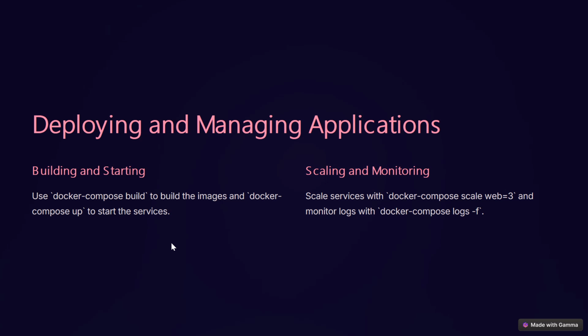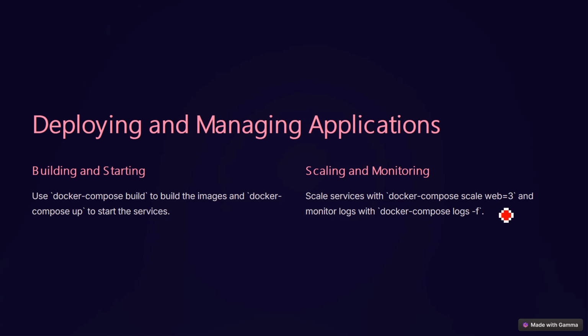If you want to understand in a better way, I am going to make a practical session on it. Then you will have a better understanding of how the process goes. To build, deploy and manage applications, these are the basic commands. To build the images, docker-compose build, and to start the services, docker-compose up. By executing this simple command, it starts all the services. If you want to scale the services, the command is docker-compose scale web=3, which creates 3 instances.